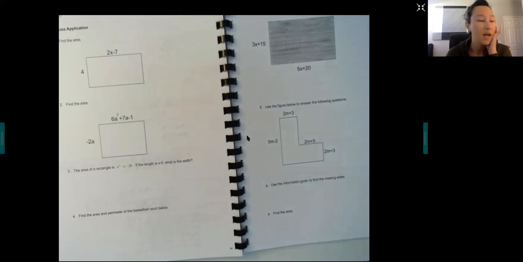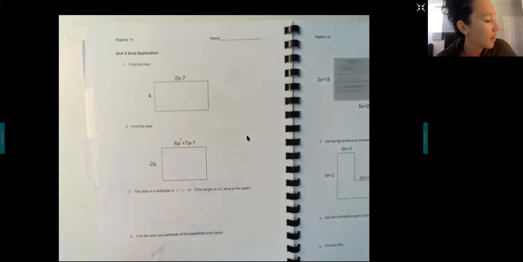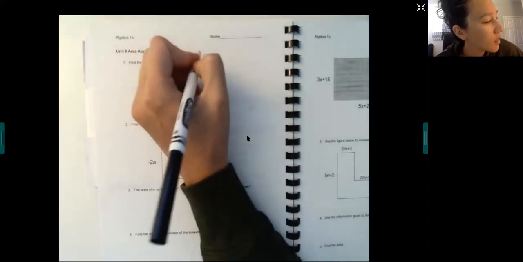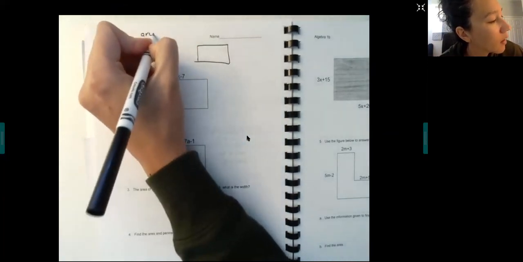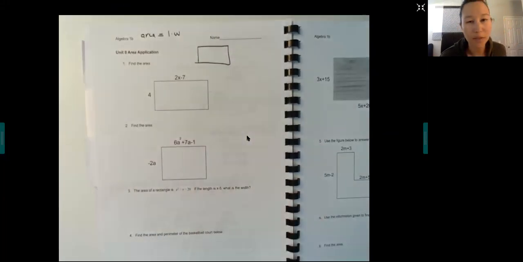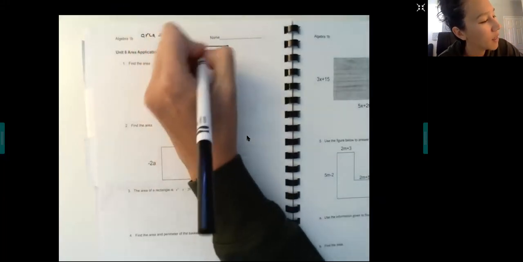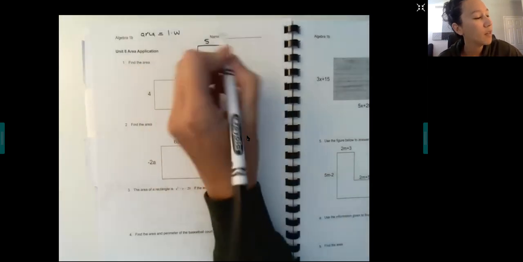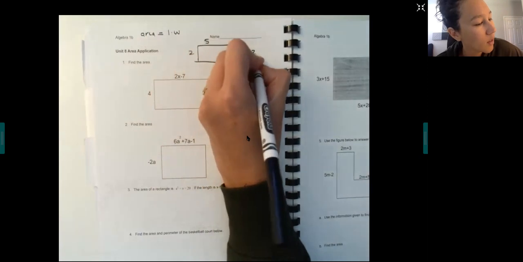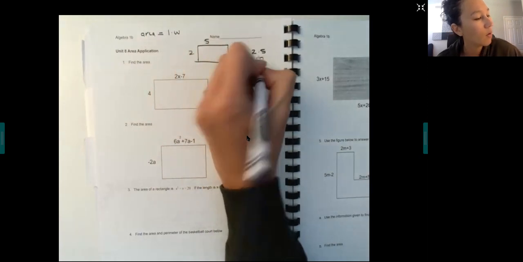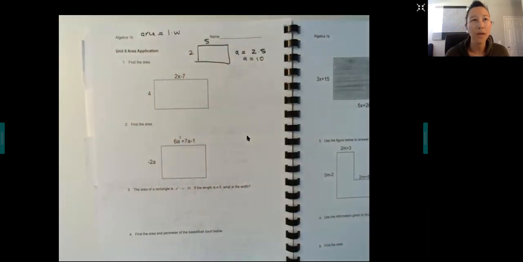Okay, so area application. So remember to find the area, they're all rectangles. So the area of a rectangle, you just multiply the length times the width. So we'll use our 2 and 5 example again. So the area of this rectangle is we just multiply our length and our width, which is 2 times 5. So the area of this rectangle would be 10. And then we can apply that to all of our rectangles here.